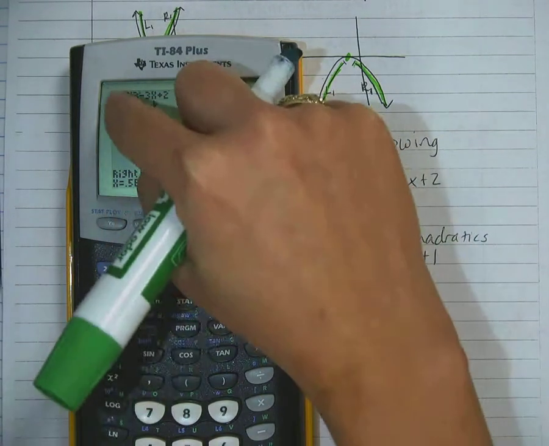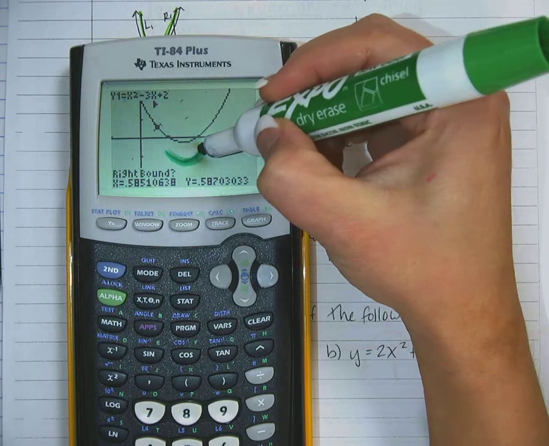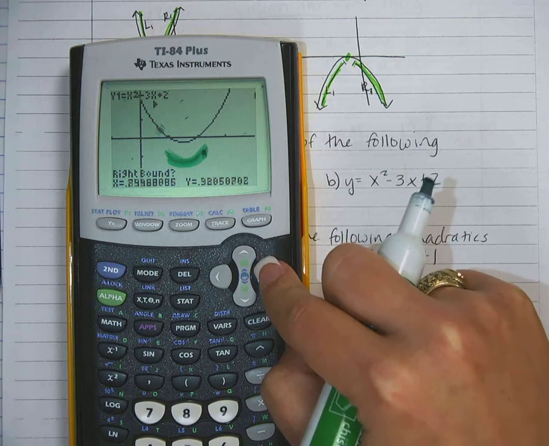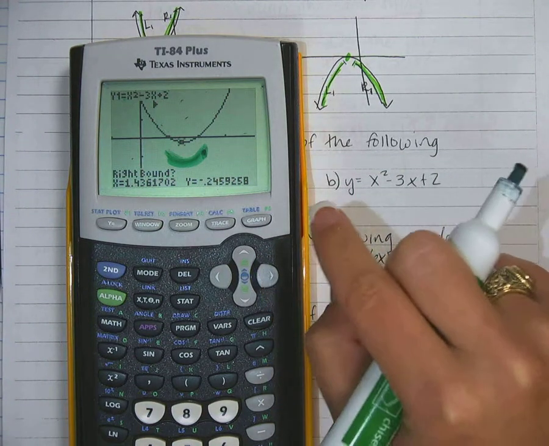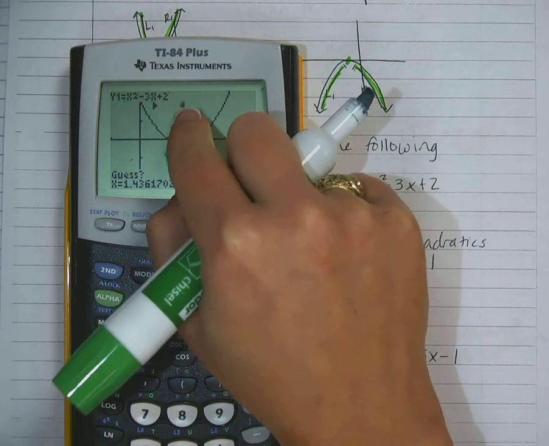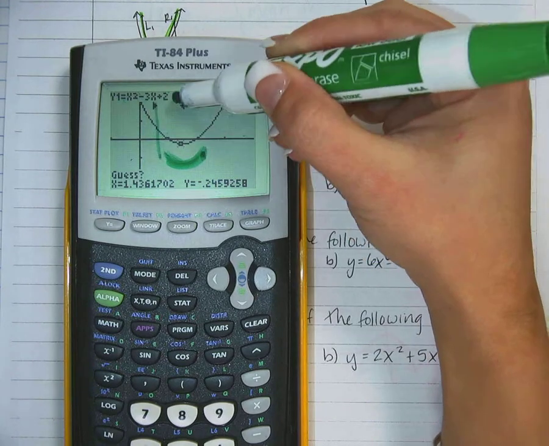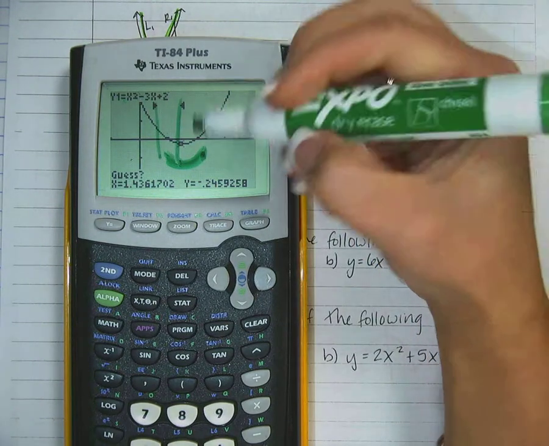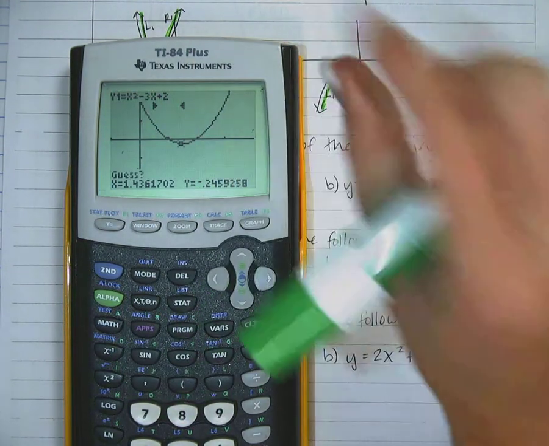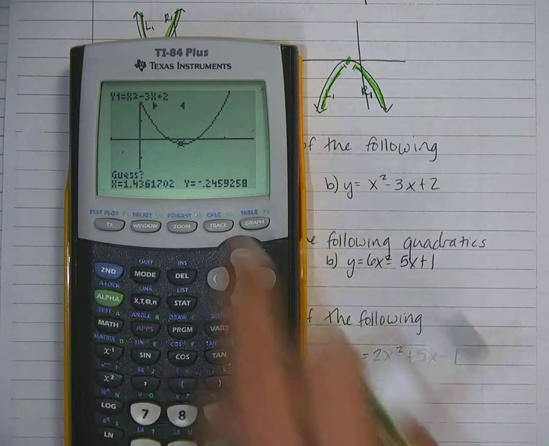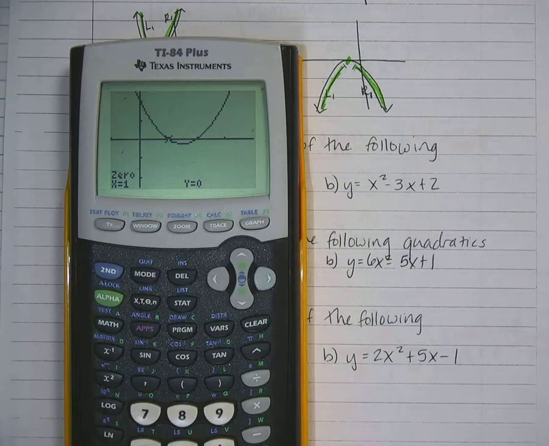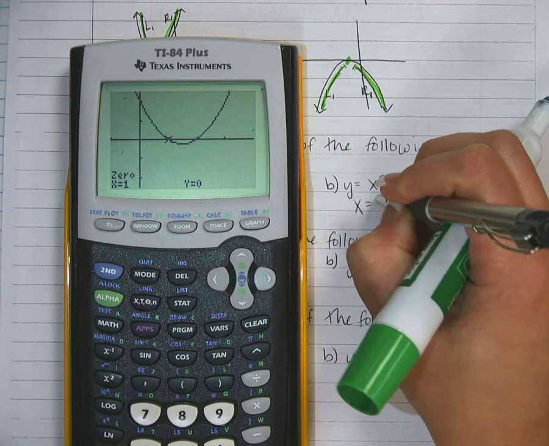And then it asks me right bound. That's going to be somewhere down here, but I do not want to cross the other x-intercept. So I'm going to press my right bound over here, and press enter one more time. And there's my arrows showing up, showing my boundaries, and in between these two boundaries is my x-intercept. Okay, then it's asking me guess. Press enter one more time. It tells me my 0 is 1. So that's one of them, x equals 1.